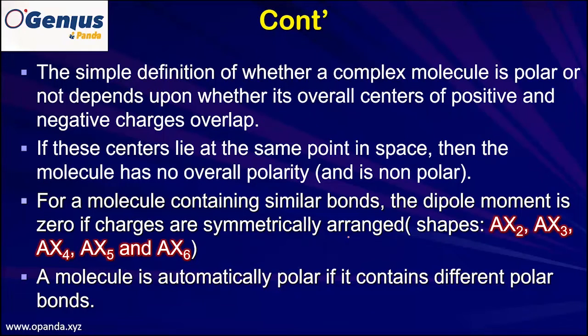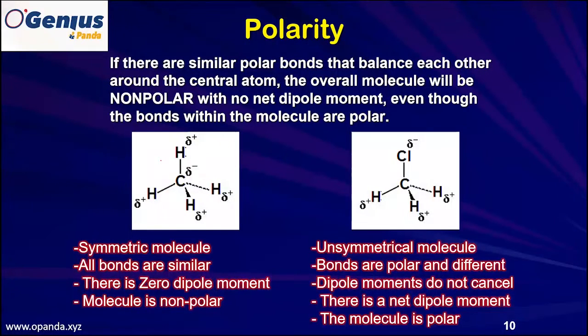We have some common molecules which are automatically nonpolar if the atoms joined to the central atom are all the same. Molecules with a linear shape, trigonal planar shape, tetrahedral, trigonal bipyramidal, octahedral, all of these shapes automatically are nonpolar if the atoms joined to the central atom are of the same element. We have other examples here.